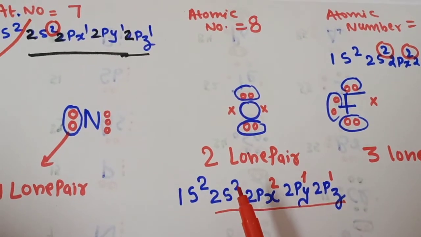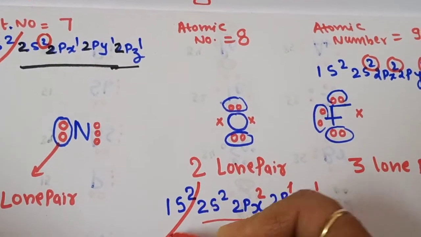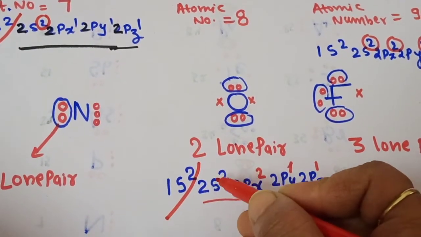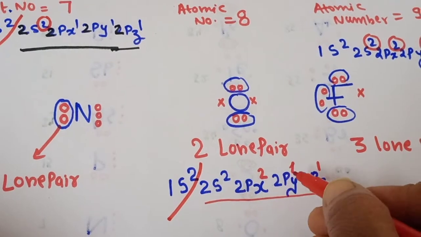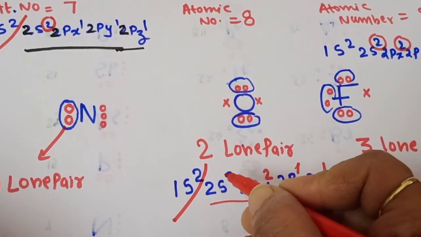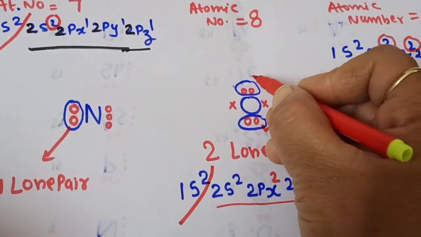So what is the number of pairs you see? We will not see the 1s2, leave it. Now how many pairs of electrons are left? Only 2s2 and 2px2. These are the single electrons. So how many lone pairs of electrons will be there in oxygen? Only 2. So these are the 2 lone pairs of electrons.